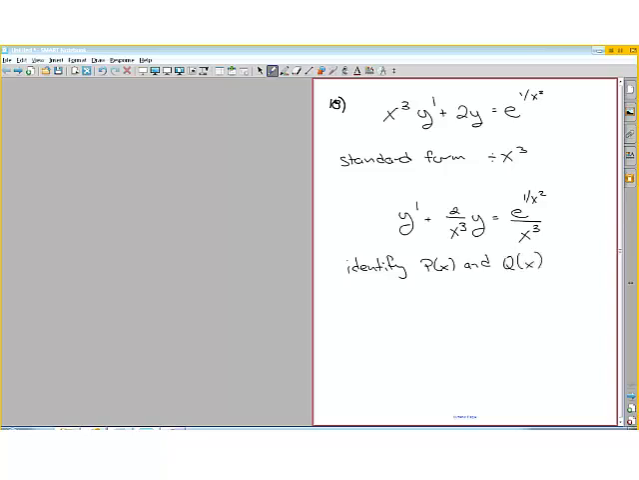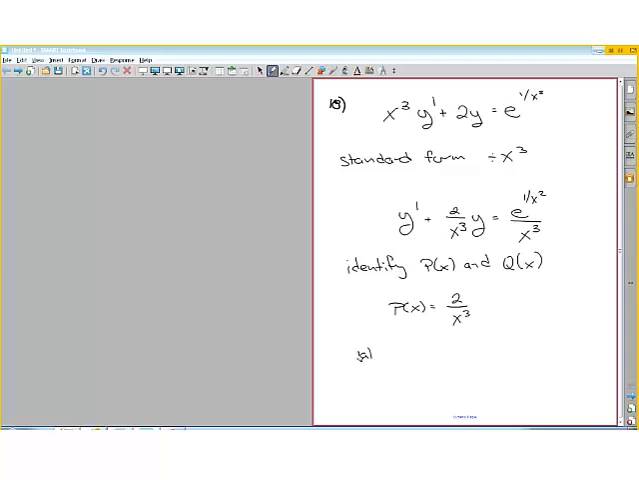In reality, we don't really need to identify q of x. It just becomes part of the solution. It's a little different than the way the book does it. I like this way better. Okay, so we can do p of x. So p of x is equal to 2 over x cubed.